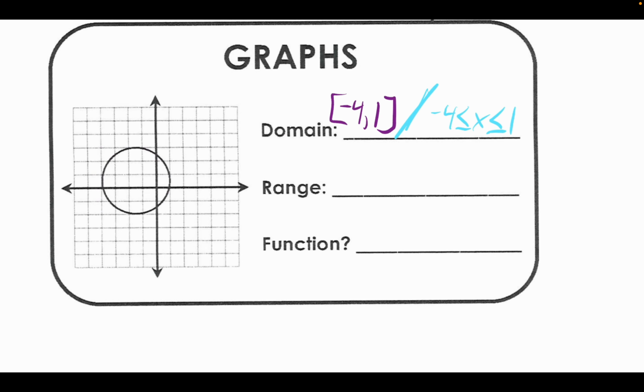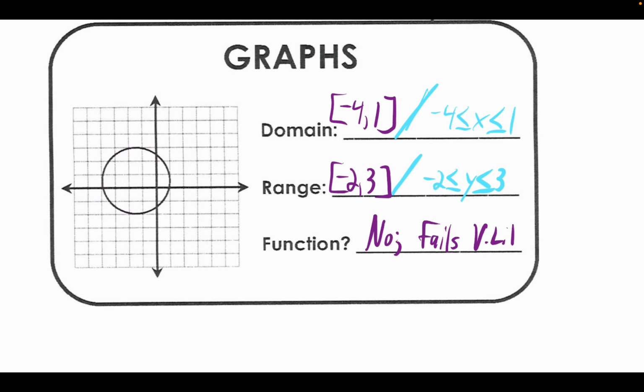Range can be written in a similar manner. The lowest y value of -2, the highest y value of 3. So -2, 3, both with brackets. Or the compound inequality, -2 is less than or equal to y, which is less than or equal to 3. Is this one a function? Why, no, it's not. Why is it not? Well, it fails the vertical line test. There's many vertical lines that would hit more than 1 point. And so it fails this vertical line test.